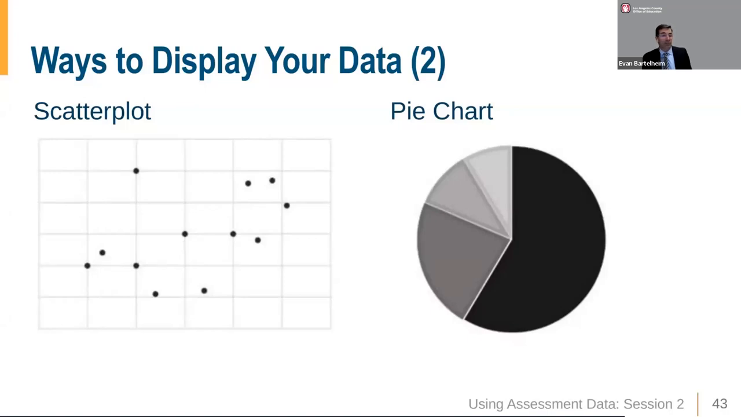A pie chart allows you to compare parts of the whole. Typically, we would use this with some demographic data. So you could use a pie chart, for instance, to display a breakdown of how a particular student demographic performed on a particular claim, above, at, near, or below standard in a particular grade level.